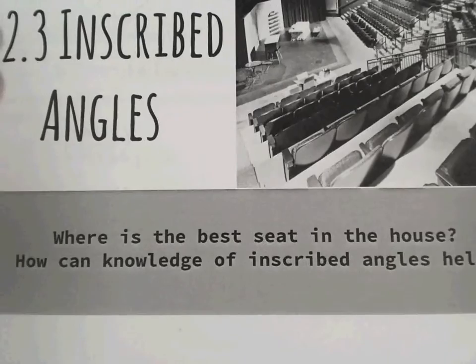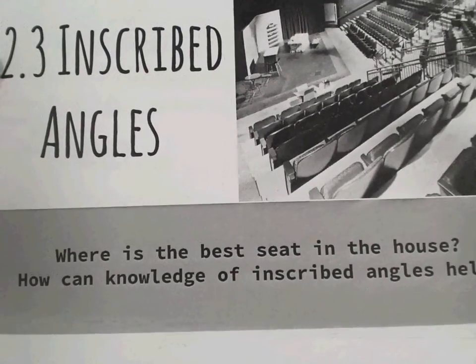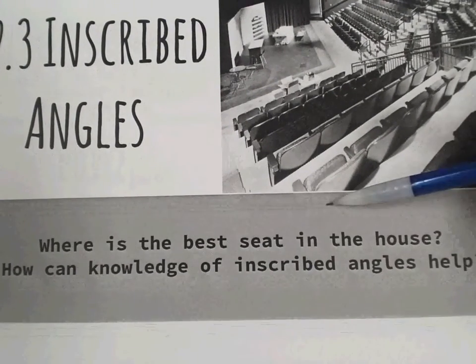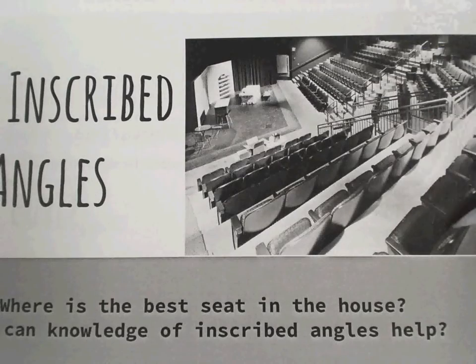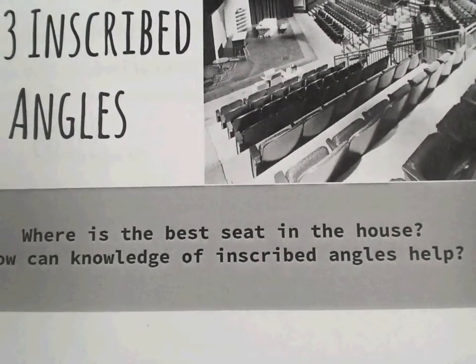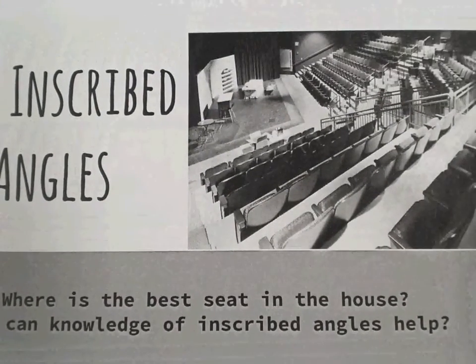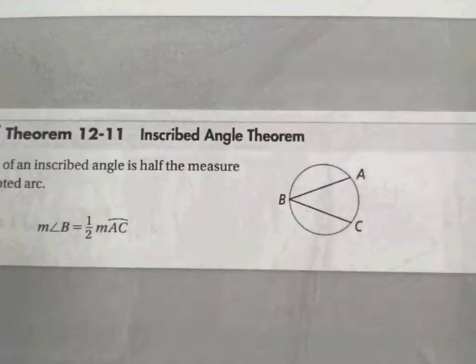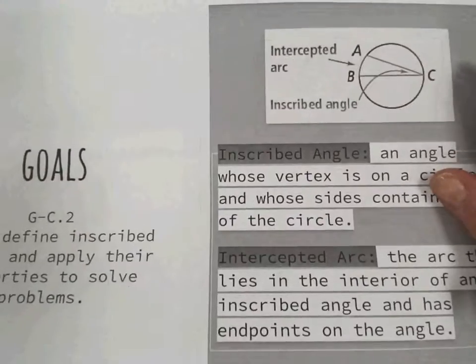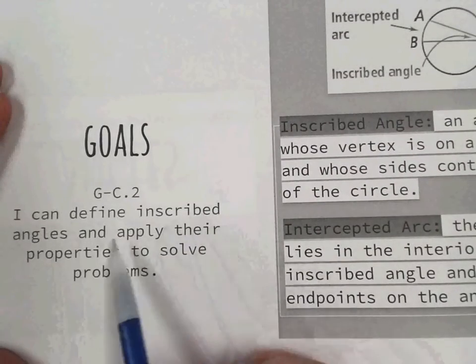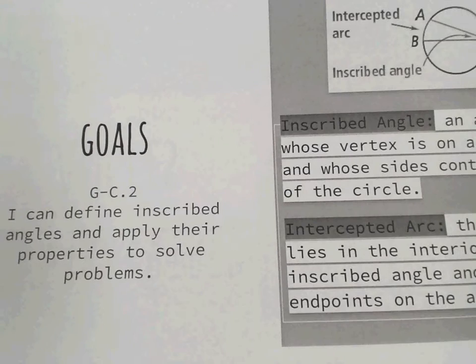So ultimately, through inscribed angles, we'll be able to answer one question. This is the Fitton Center for Creative Arts in downtown Hamilton. And the question is, where's the best seat in the house? And how can the knowledge of inscribed angles help us figure that out? So here's our goal, to be able to define inscribed angles and apply their properties to solve problems.